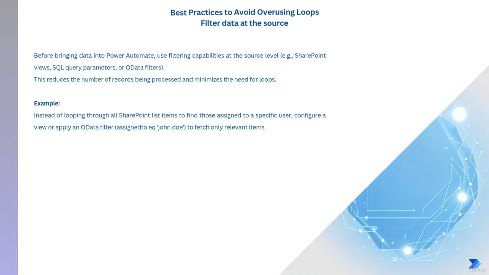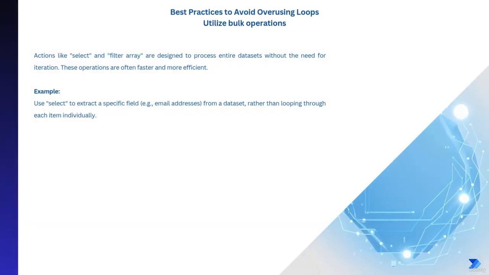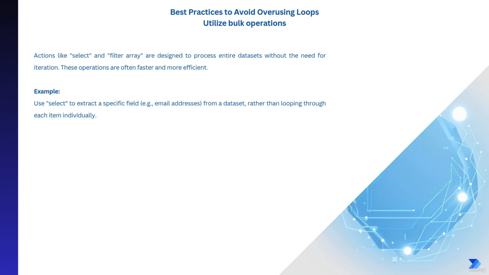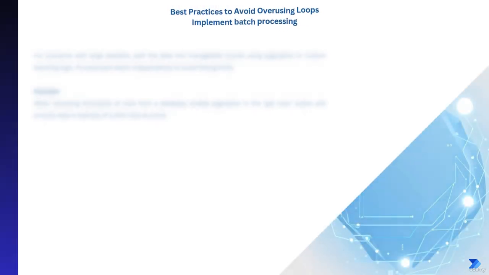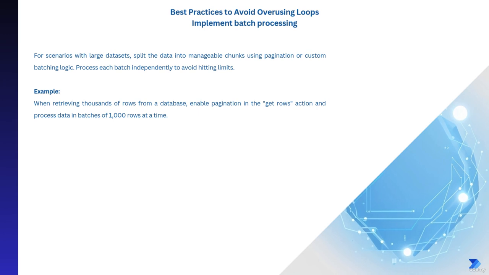Utilize bulk operations. Actions like Select and Filter array are designed to process entire datasets without the need for iteration. These operations are often faster and more efficient. Example: use Select to extract a specific field, e.g., email addresses, from a dataset, rather than looping through each item individually.